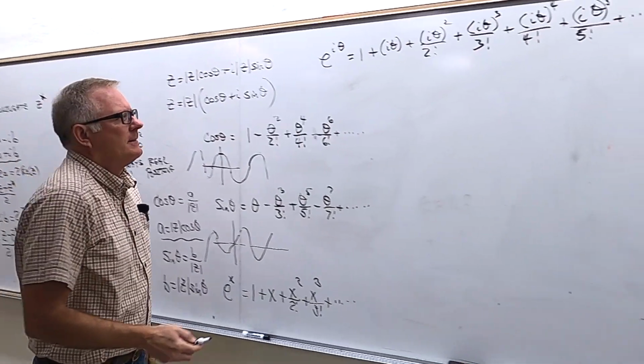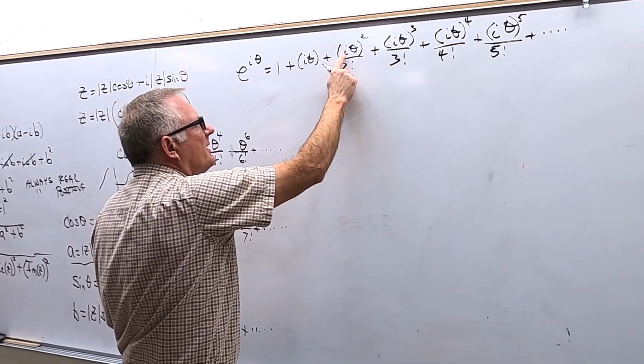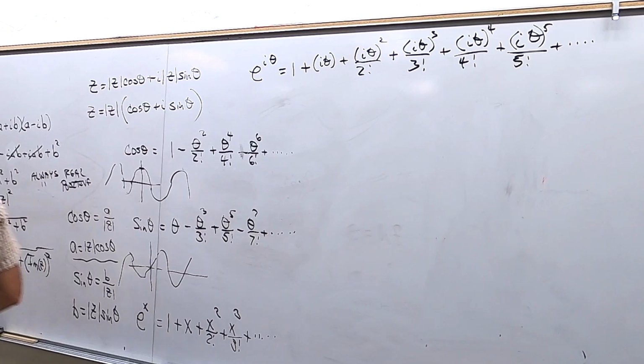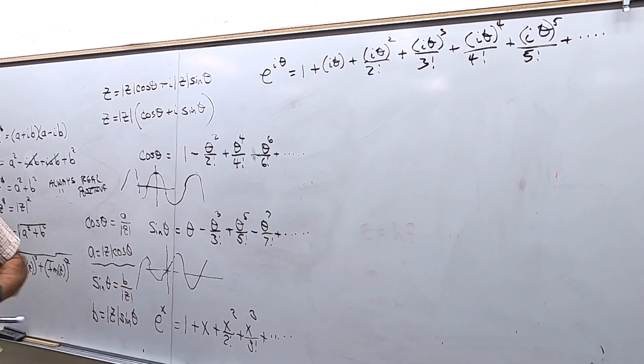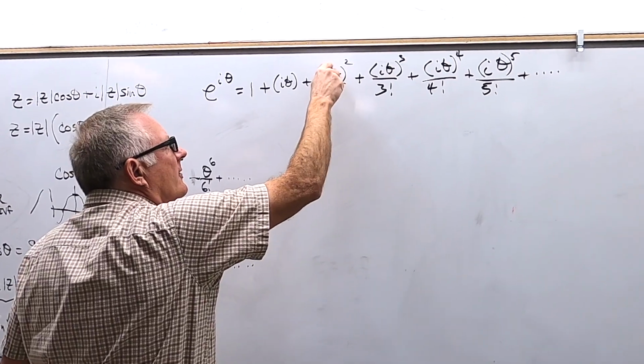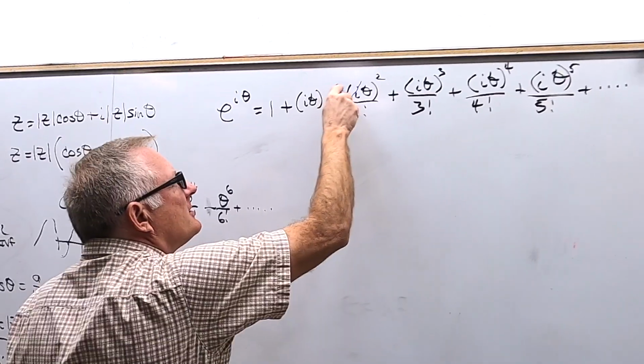Well, I can pull this i out right here. i squared is minus 1. So if I pull that out, it's just minus 1.